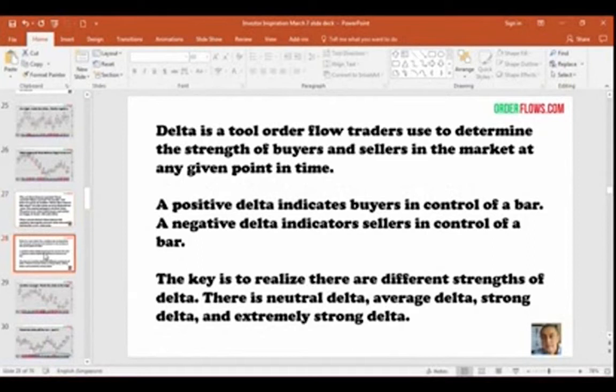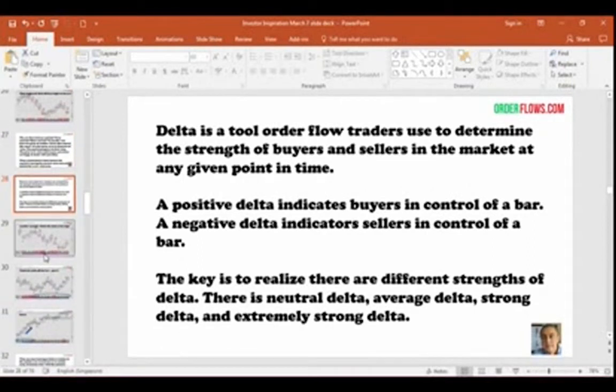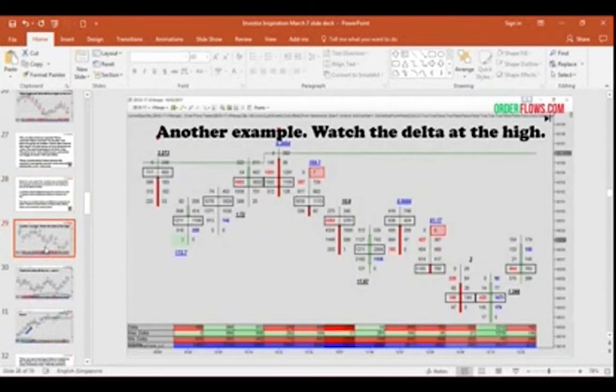Now, delta is a tool that order flow traders use to determine the strength of buyers or sellers in the market at any given point in time. It's either going to be a positive delta or a negative delta. Positive delta indicates buyers are in control of the bar. Negative delta indicates sellers are in control. But the key is to realize there are different strengths of delta. I don't want to use the term delta neutral, so I'm using neutral delta, which means a small delta, where more or less one or two trades can change the delta. Then average delta, strong delta, and extremely strong delta.